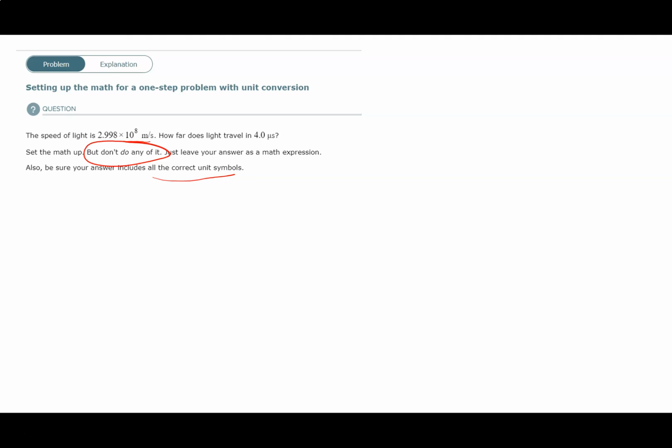So this is what I'm going to do. I'm going to make sure that everything has the same time unit. So I'm going to take my microseconds and I'm going to turn it into seconds. And then I'm going to multiply that by my meters per second, and you can see the seconds will drop out, and that'll give me meters. So I'll show you how to do this now.